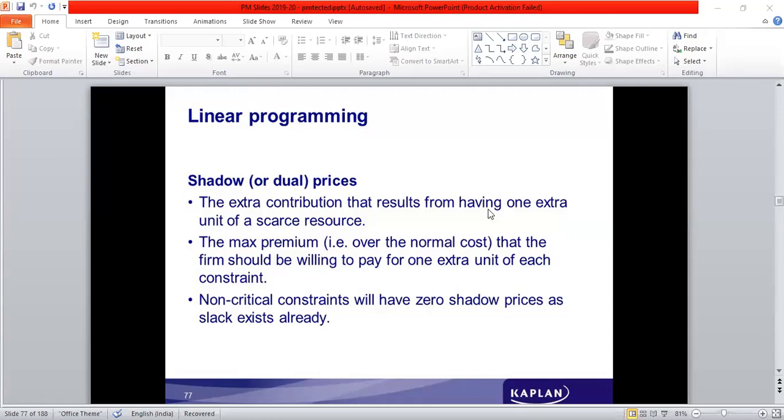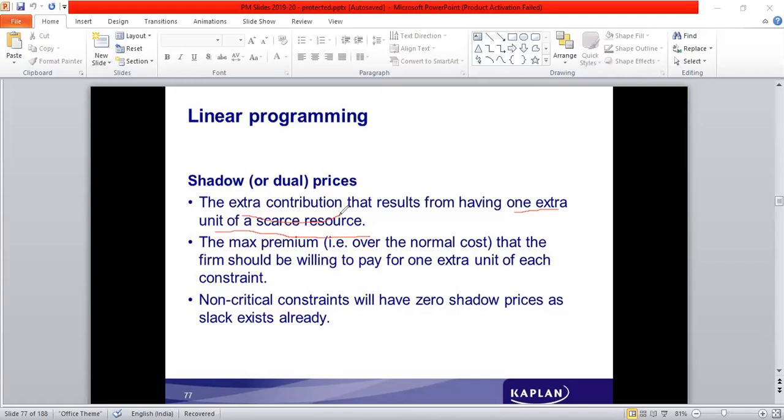by using one extra unit of scarce resource, every additional unit of the scarce resource which is utilized, whatever is the extra contribution that is generated, that is shadow price. So shadow price is the concept where when one additional unit of the constraint is used, how much extra contribution is generated is defined as shadow pricing. Okay, the extra contribution that results from having one extra unit of a scarce resource.